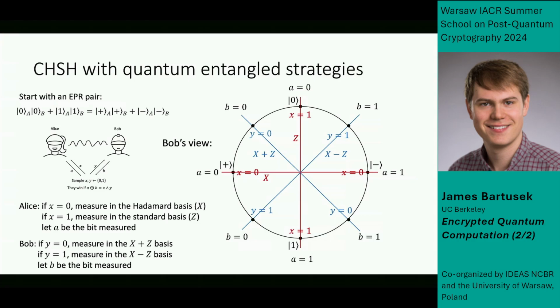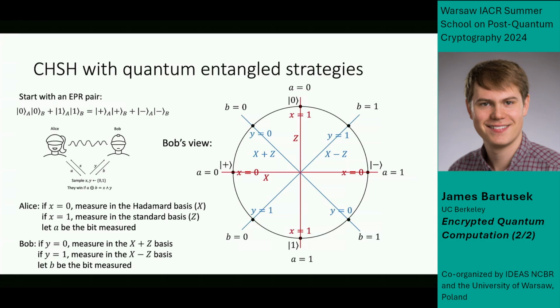We'll let B be the bit measured. I forgot to say that this representation of the 0, 1, plus and minus states comes from the Bloch sphere that I had up earlier, but this is just the XZ plane of the Bloch sphere. So one dimension of the Bloch sphere is missing from this picture. Okay, good. Does this make sense?